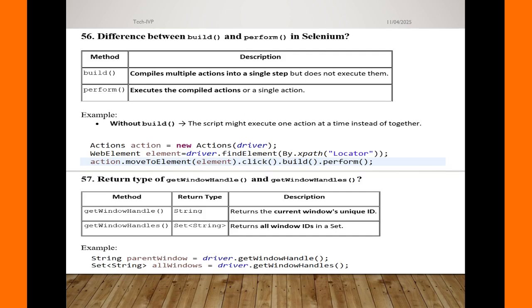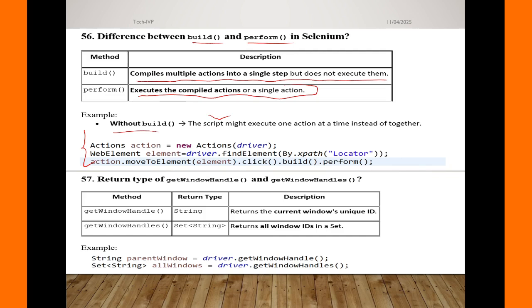The next question is, difference between build and perform. Build compiles multiple actions into a single step but does not execute them, and perform executes the compiled actions or a single action. Without build, the script might execute one action at a time instead of together. So guys, this one is the example. Previously we have already discussed it.